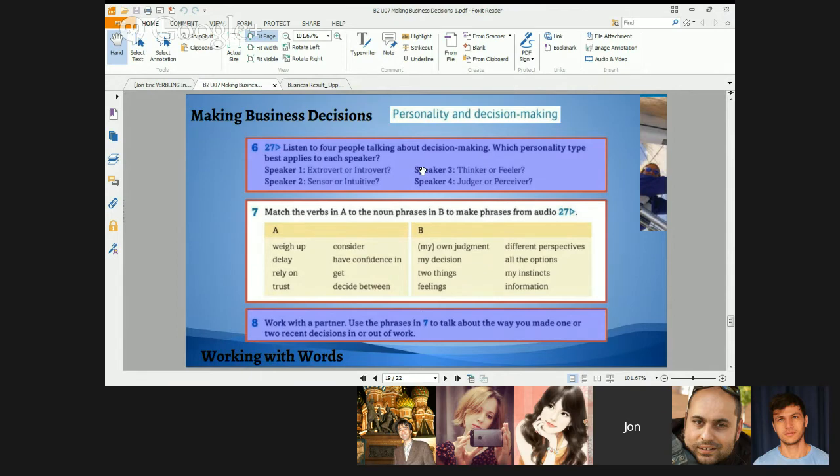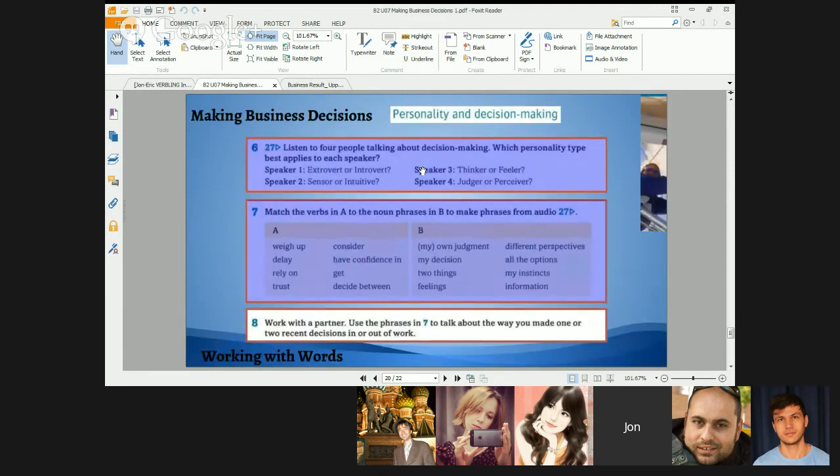So, for example, we had weigh up information, delay a decision, rely on feelings, trust instincts. So just matching column A and B here. Consider all the options, have confidence in my own judgment, get different perspectives, and decide between 2 things. What we're going to do now is take that information, use the phrases that we learned yesterday and just reviewed, to talk about the way you made 1 or 2 decisions in or out of work.